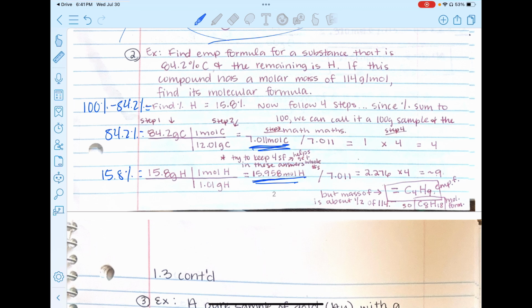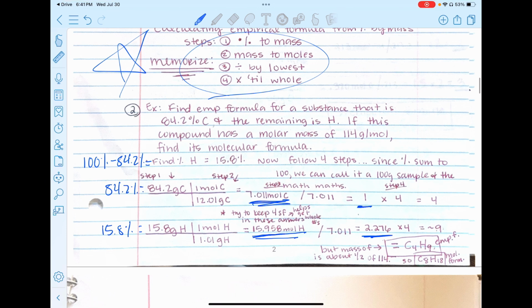So 7.011 divided by 7.01 gives us 1. 15.958 divided by 7.011 gives us 2.276. Well, that's not a whole number. Okay, so here's the problem. Step 3 is complete, but step 4 tells us we're going to multiply into a whole.